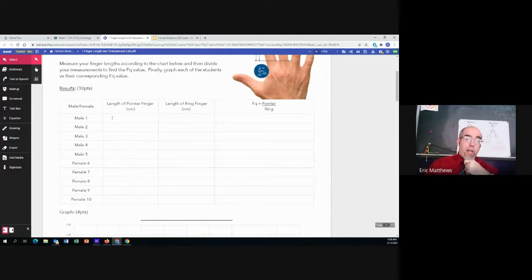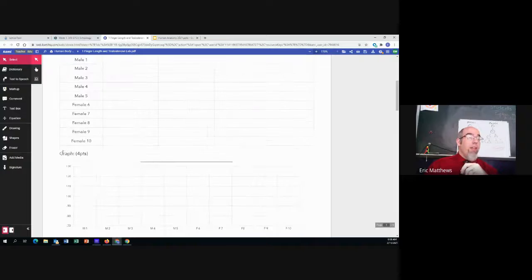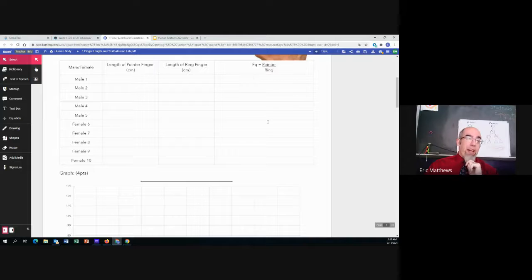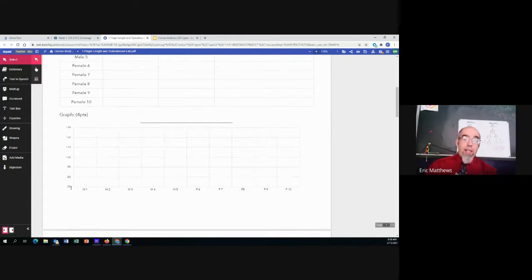So you're going to do your data for one of these, whether you're male or female, and then you're going to need to get other people's data to fill in the remainder. Then you're going to graph it. Now, M1, M2, M3, 4, 5, that's male 1, male 2, male 3, male 4, male 5. F is female. So this is just going to be a bar graph. And what you're going to be graphing will be that FQ value that you get in this last one. Notice the lowest that anyone's going to get is 0.7. The highest anyone's going to get is 1.3.